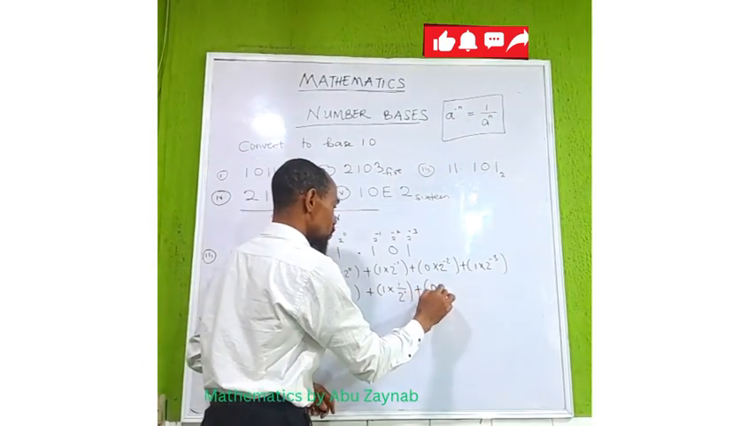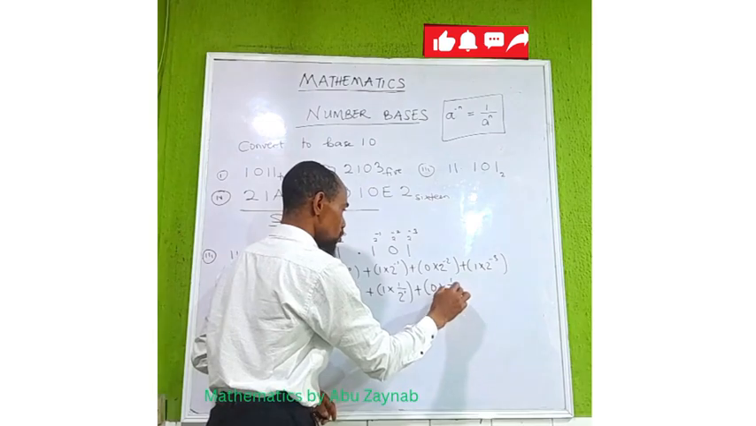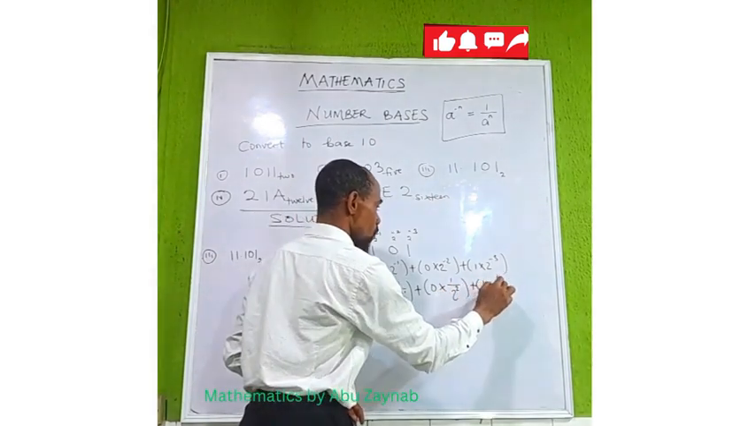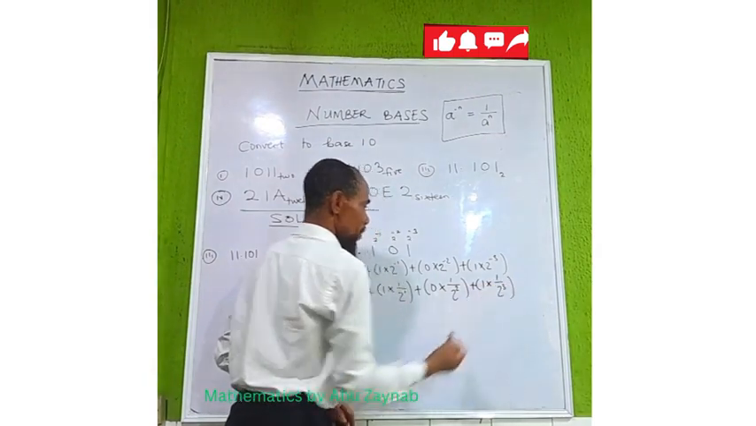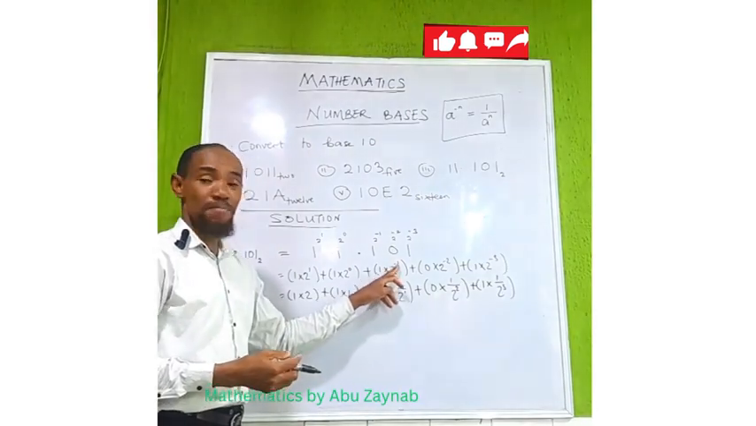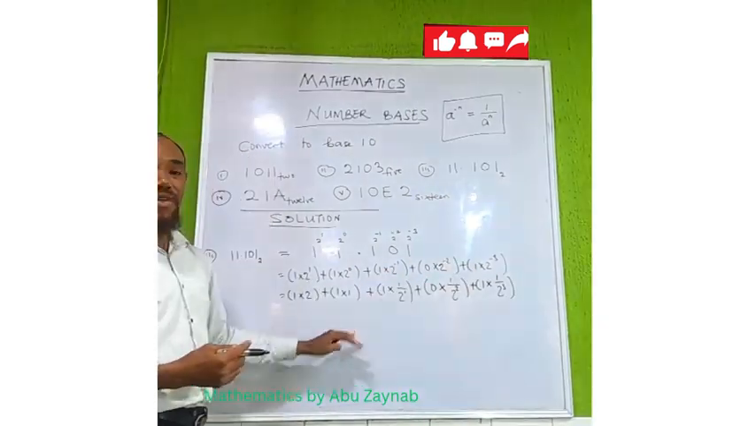Similarly, here you have 0 times what? 1 over 2 power 2. And lastly, here, 1 times 1 over 2 power 3. We are only applying the law of indices for the 2 to the negative power. Every other thing stays intact.